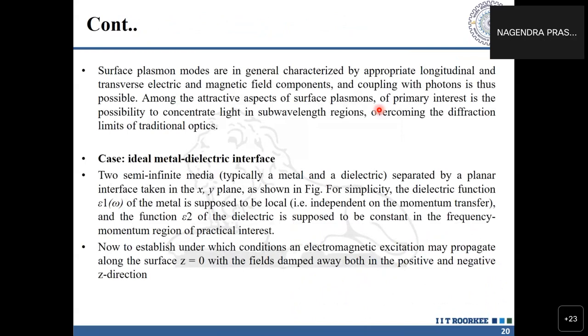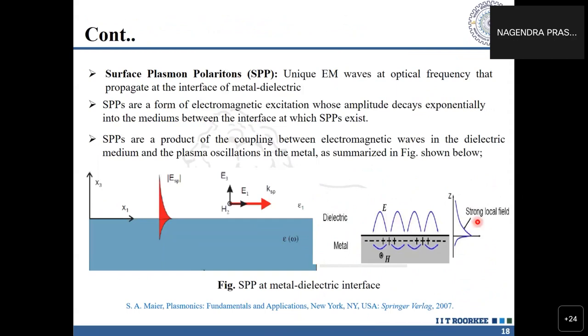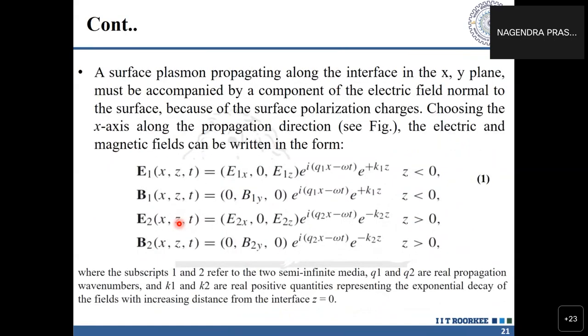And in that case, fields damp away both in the positive and negative z direction. So you can see here the metal very quickly decaying, while in the case of the dielectric, a little more. So the waves are confined; the maximum field strength is confined near the surface, the interface region. So this is just the mathematics. You can go through that mathematics, but that is very important in order to explain how this particular mode exists and what the conditions are. So I will quickly cover this part.